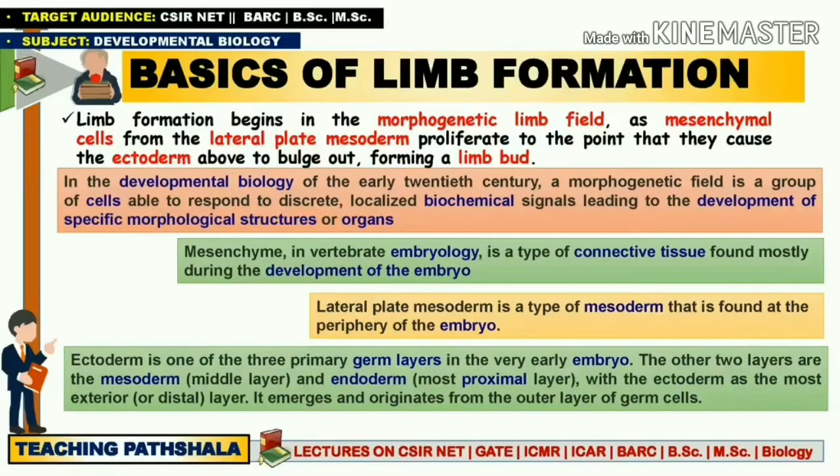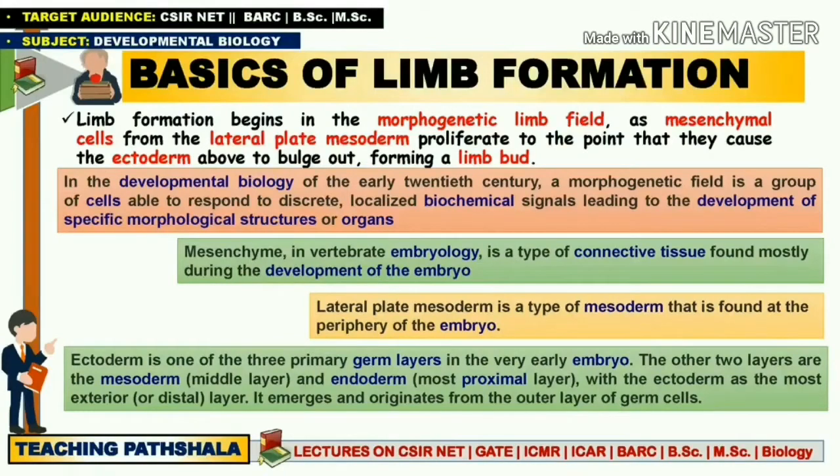So you have already seen a definition of limb formation, that is, limb formation begins in the morphogenetic limb field. So this is a new word, that morphogenetic limb field. First of all, we have to know what is the meaning of this morphogenetic limb field. In the orange portion it has been mentioned that in the developmental biology of the early 20th century, a morphogenetic field is a group of cells able to respond to discrete localized biochemical signals leading to the development of specific morphological structure or organ.